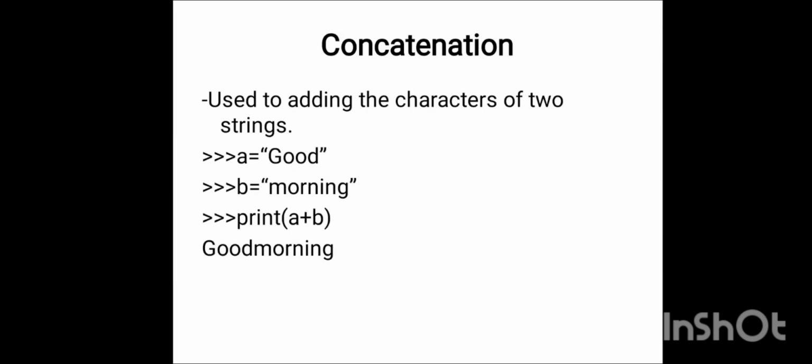Concatenation. It is used for adding the characters of two strings. For example, A equal to good, B equal to morning. Both the strings are enclosed within double quotation marks. Next, print of A plus B. Here the plus operator is used to concatenate the two strings. So the output is merged.